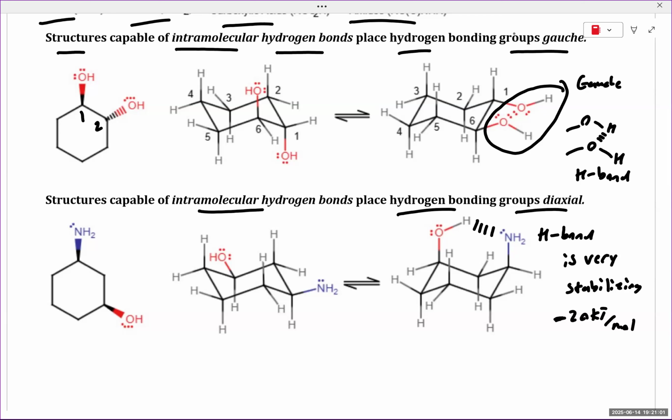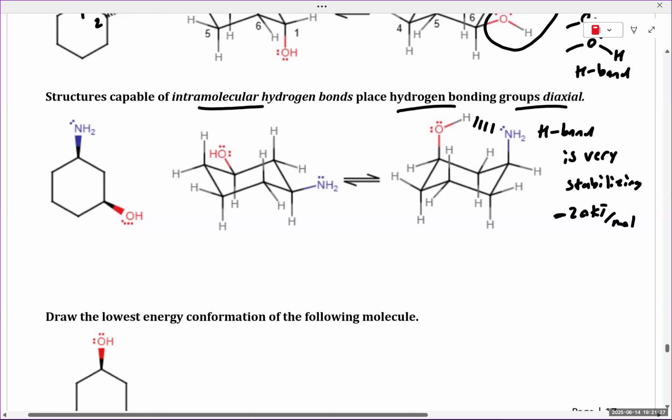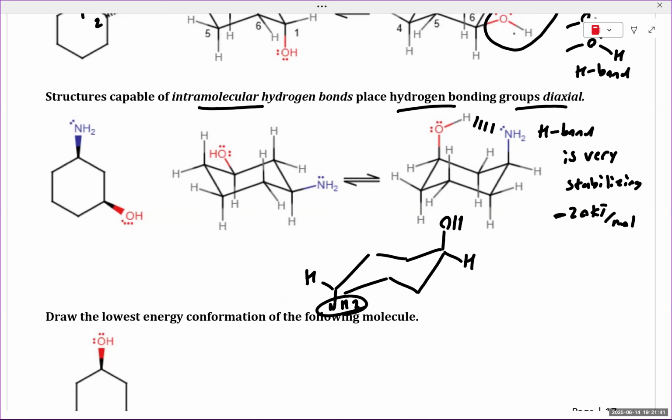So anytime you have groups that are capable of an intramolecular hydrogen bond, you're going to place those groups either gauche to one another if they're on adjacent carbons, or diaxial if they're 1,3 to one another. This allows the two groups to hydrogen bond. Importantly, the groups must be in close proximity in order for this hydrogen bond to occur. For example, if we look at the following conformation, we're not going to want to place this amine and alcohol diaxial in this case because how will they hydrogen bond?